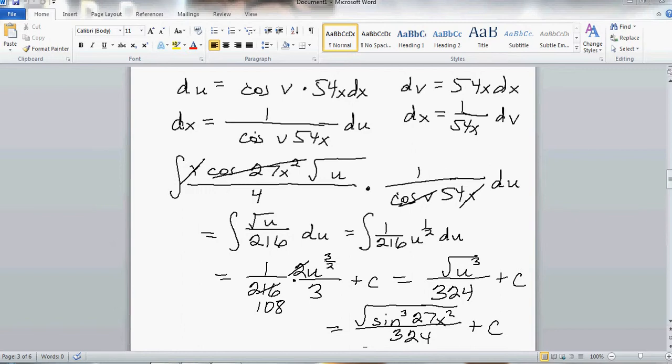And realize that up here, when you do that second substitution, as soon as you need that second substitution, you take care of it immediately to deal with this problem here. So final answer, the square root of sine cubed 27x squared all over 324 plus c.